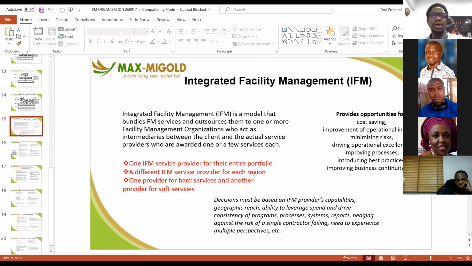You drive operational excellence. In fact, as an in-house FM where there's outsourcing of management, you learn a lot more from those operational teams from the contractor side, because they will be bringing a lot of best practices from various industries that they work in. And then there will be improved business continuity, because you have an outsourced party that you are doing due diligence on to ensure that they cannot fail you. So that helps you as an in-house FM to be more strategic in your day-to-day thinking and the way you do things.